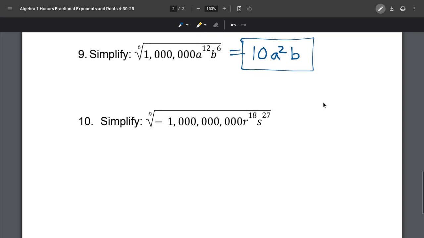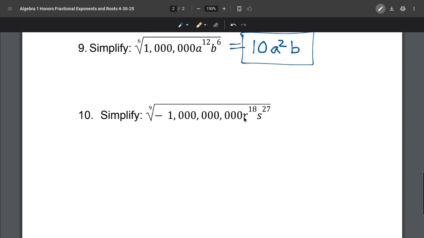Okay, our last problem here, we're taking the 9th root of negative 1,000,000,000 r to the 18th s to the 27th. So negative 10 to the 9th power is negative 1,000,000,000. So this is going to be negative 10. Then 18 times 1/9 is 2, so r squared. 27 times 1/9 is 3, so r squared s cubed. So negative 10 r squared s cubed is our solution for this last problem.